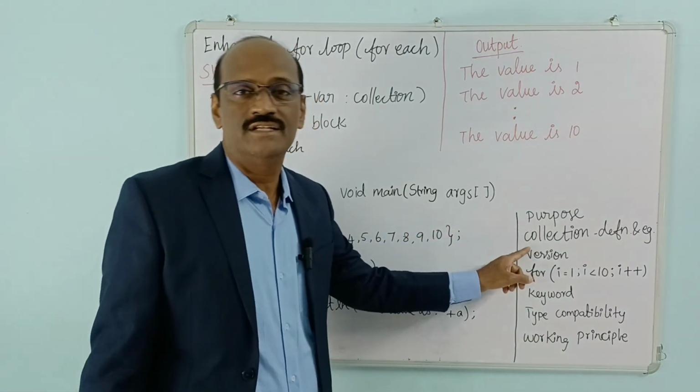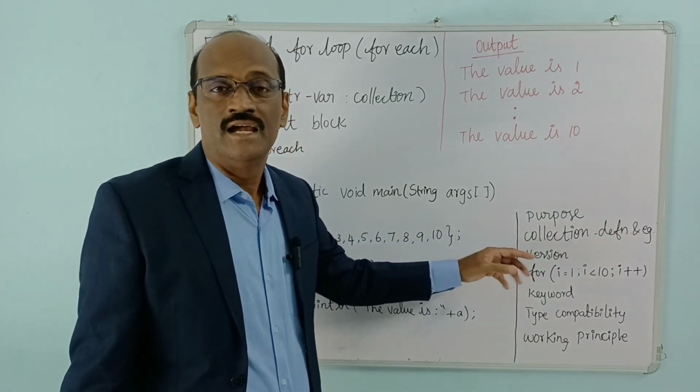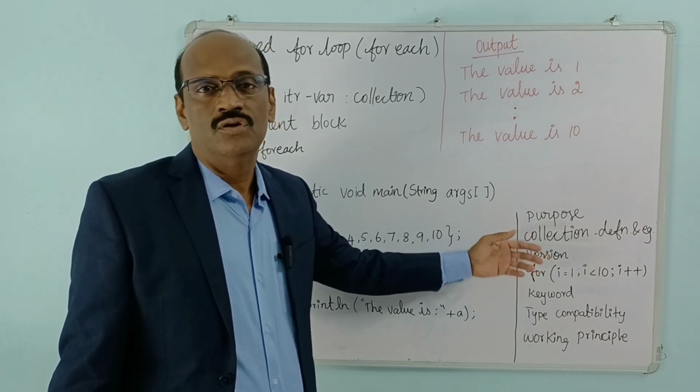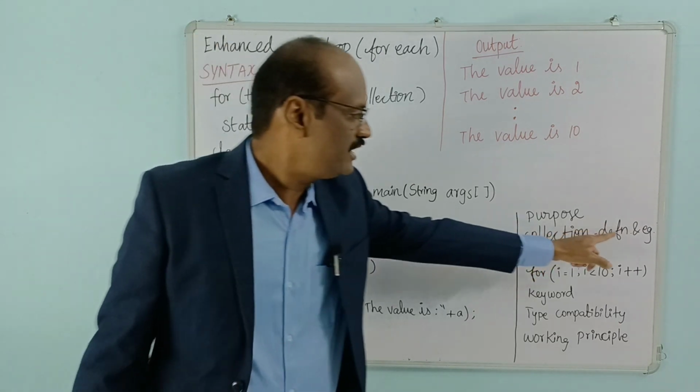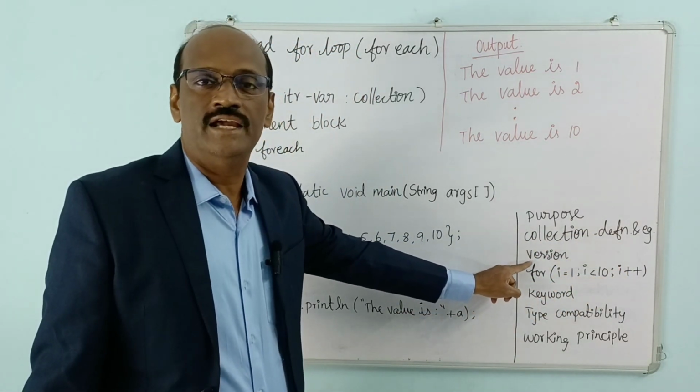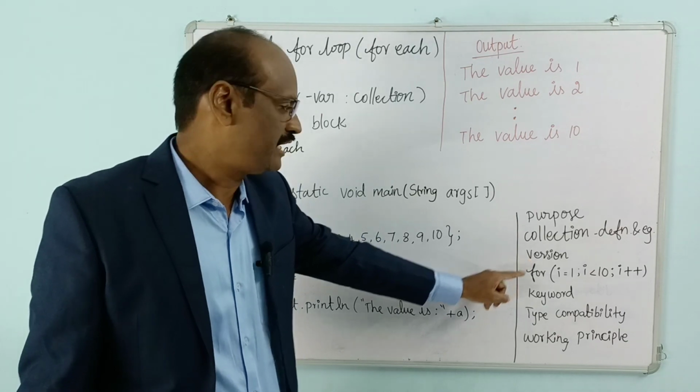What is the meaning of collection and what is the definition of collection? Collection is a group of elements, group of entities, group of objects. Array is a prominent example of collection. From the fifth version of JDK, Java added this important capability.